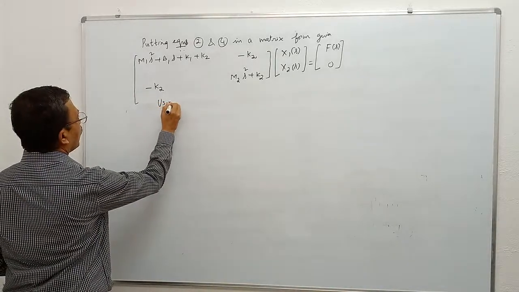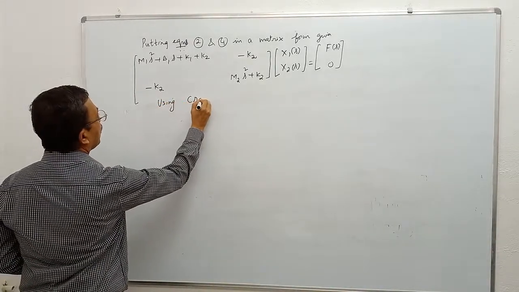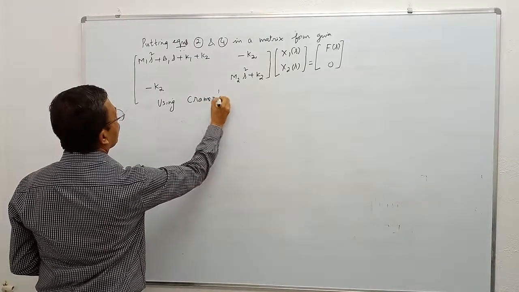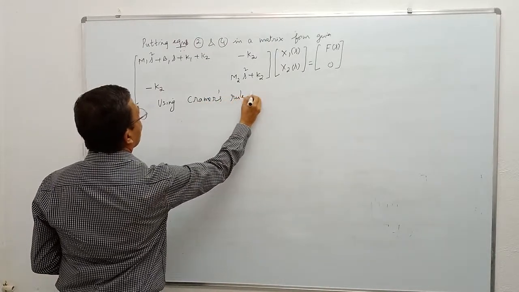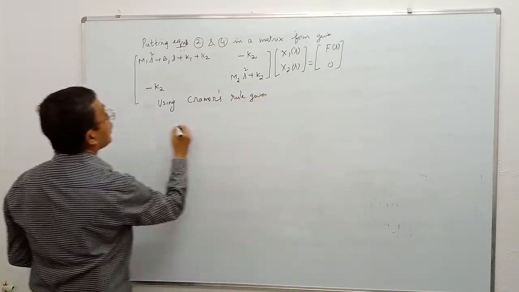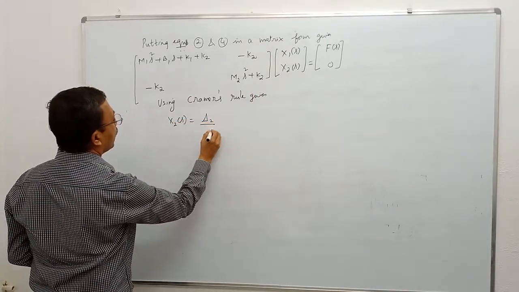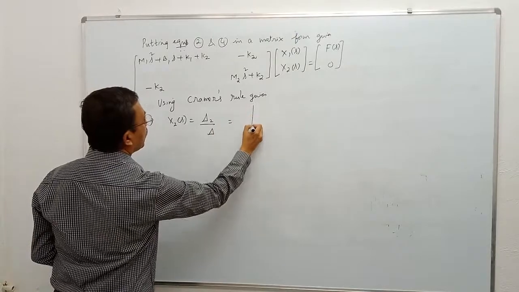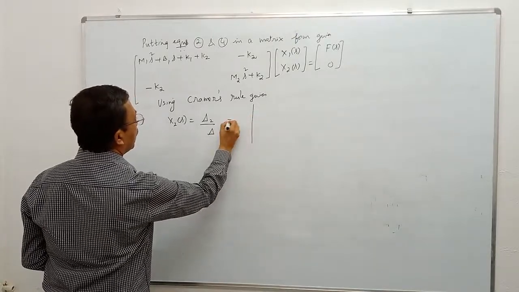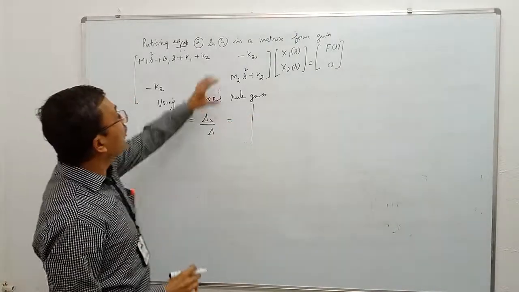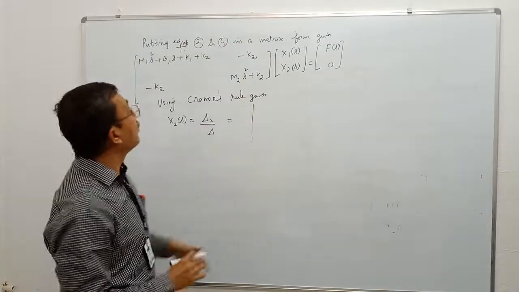Using Cramer's rule gives x2 of s is equal to delta 2 divided by delta. What is delta 2? Delta 2 is the determinant. Replace the second column by right hand side.